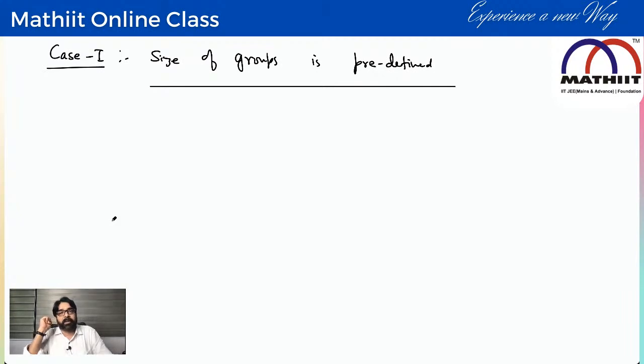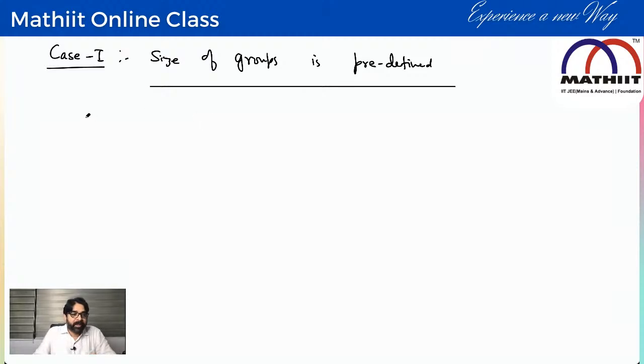Sometimes it can become complicated. There we will use the coefficient method for solving such kinds of questions. But when size of group is predefined, it's very simple. Very simple. I will start with a simple example which you should be able to understand.